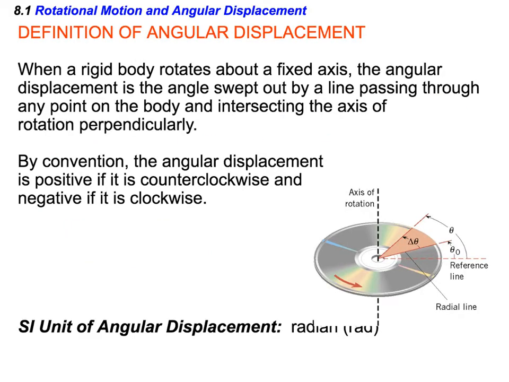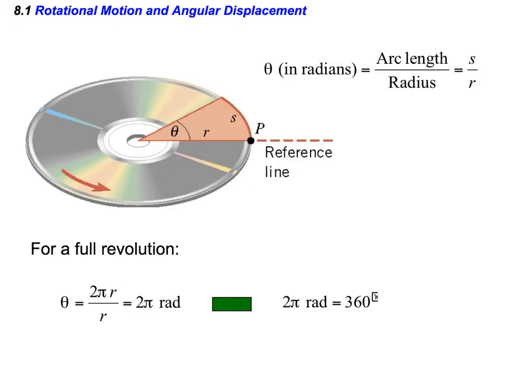The formal definition of angular displacement is: when a rigid body rotates about a fixed axis, the angular displacement is the angle swept out by a line passing through any point on the body and intersecting the axis of rotation perpendicularly. And as mentioned before, the typical convention is that the positive is the counterclockwise direction and the SI unit is radians. So we're going to have to refer back to something we learned in geometry about the arc length and the radius and how they compare.